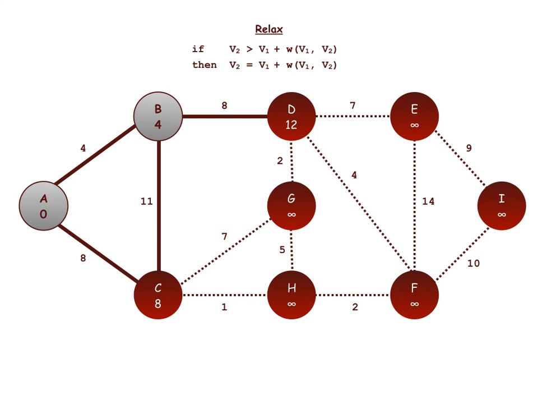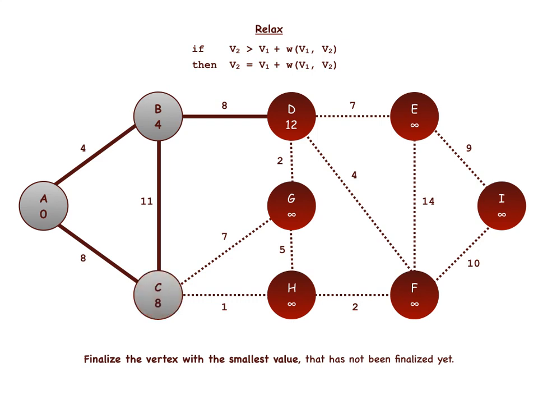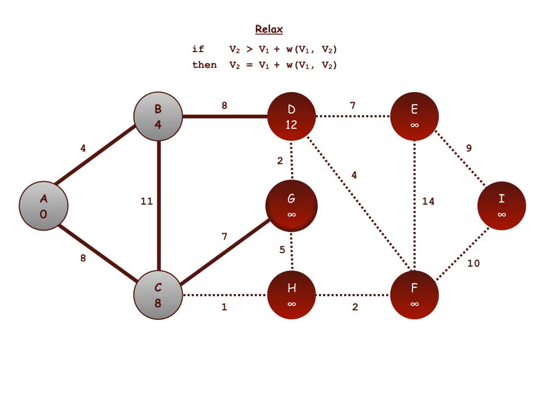Now that we've relaxed each of the edges coming out of B, next step is to finalize the vertex with the smallest value that has not been finalized yet. That vertex is vertex C. And now we're going to relax its out edges. For the edge connecting C and G, we compare infinity to 8 plus 7. Clearly, infinity is larger, so G's value updates to 15. Next, C to H. Here we compare infinity to 8 plus 1. Clearly, infinity is larger, so H's value updates to 9.